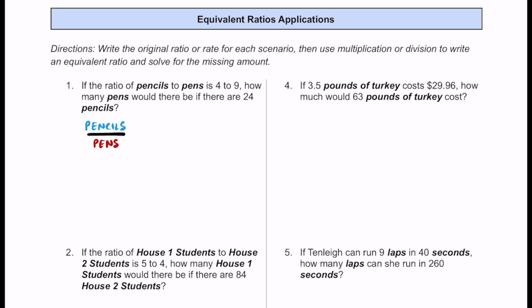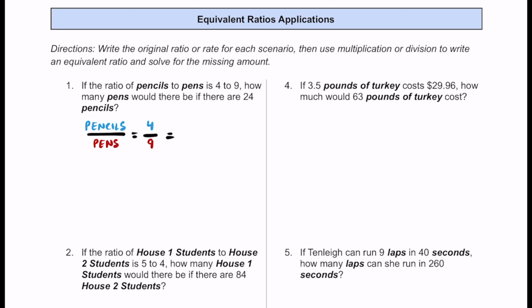First, it's always a good idea to label our two types of units we have here. So we have pencils and pens. Now they tell us the ratio here is going to be 4 to 9 from pencils to pens. So we can put 4 on top and then we could put the 9 on bottom. So we have more pens than pencils. And the question said, what if there are 24 pencils?